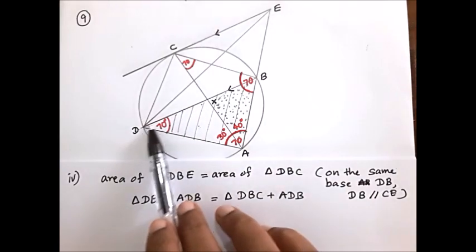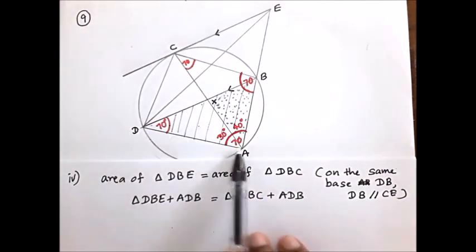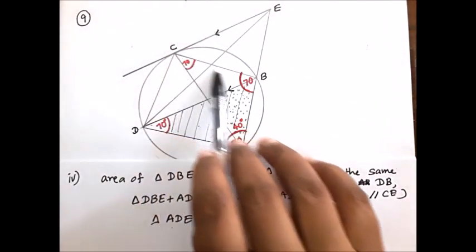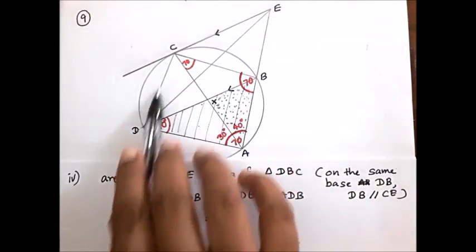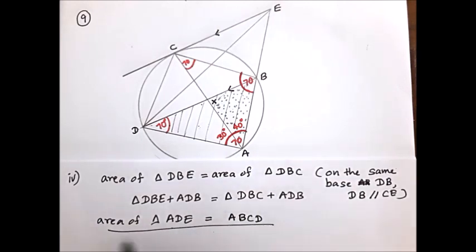DBE plus ADB obtains triangle ADE. When you add DBC and ADB, it obtains this quadrilateral ABCD. Area of triangle ADE equal to area of ABCD. Axioms.